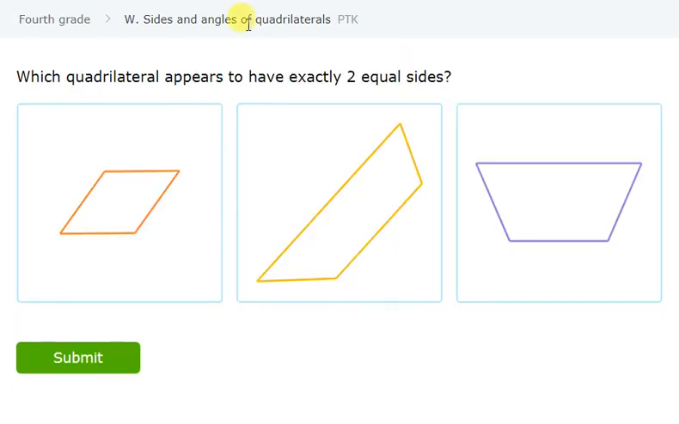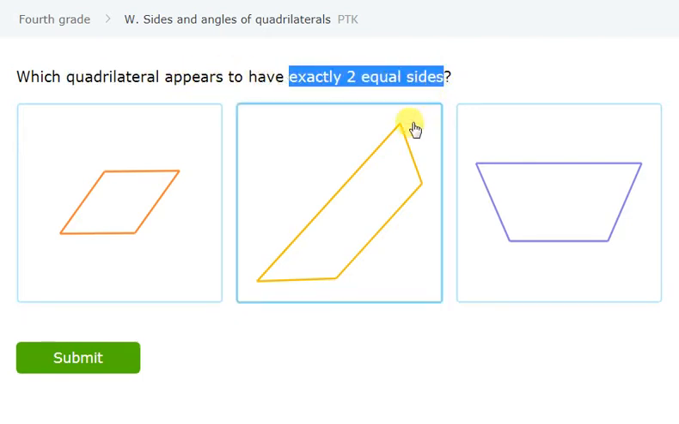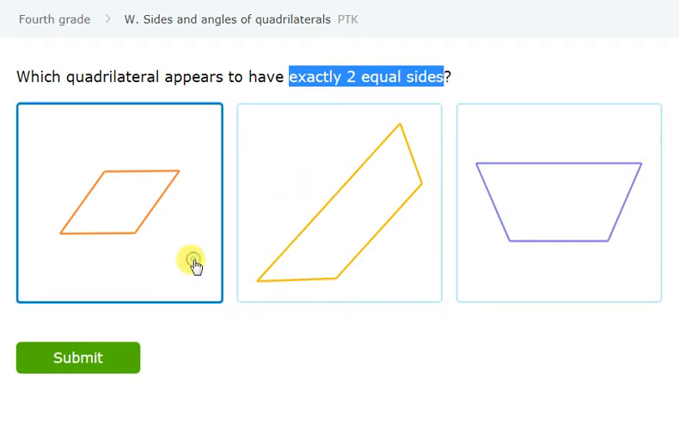Okay, the next question we have: which quadrilateral appears to have exactly two equal sides? Right? Okay. Now, if you look at this quadrilateral, it has all equal sides. That means it has four equal sides, and we are supposed to select exactly two equal sides.